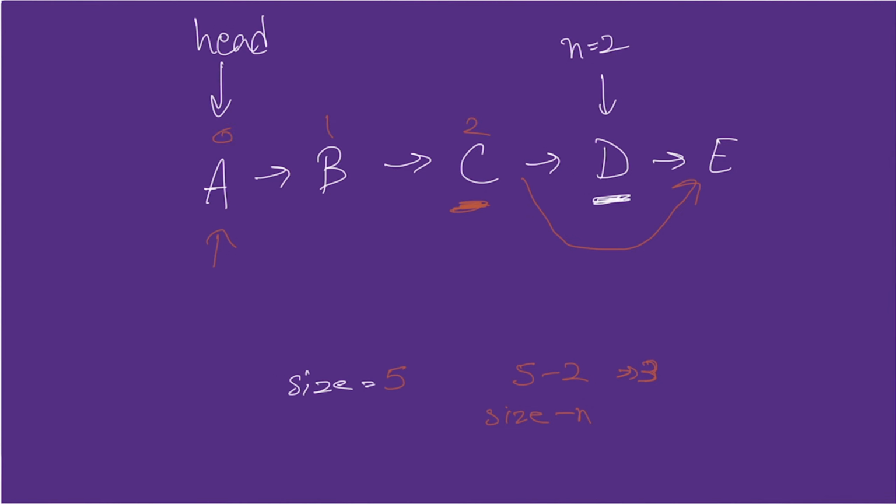So we'll run another loop, which will keep going until the position 3 minus 1, which is 2. And once we reach C, we can do C next to be C next next. C next is basically D, so this becomes D next, and D next basically becomes E. So we point C next at E.